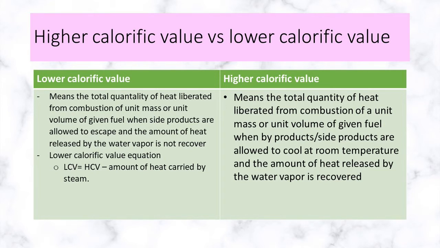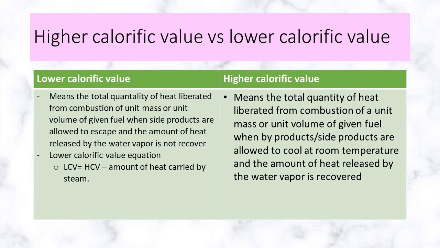Higher caloric value versus lower caloric value. Lower caloric value means the total quantity of heat liberated from combustion of a unit mass or volume of a given fuel when side products are allowed to escape and the amount of heat released by the vapor is not recovered. So basically, the formula for lower caloric value equals higher caloric value minus the amount of heat carried by steam.